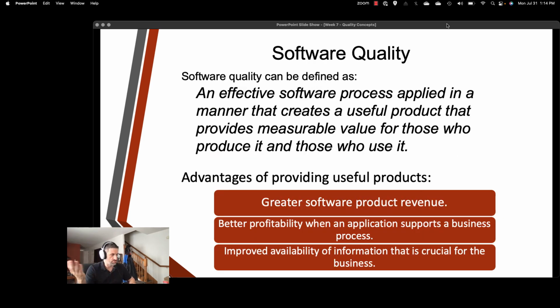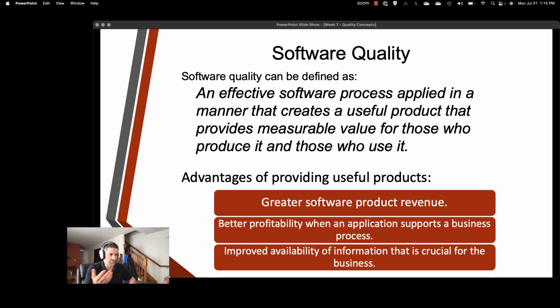So here's a formal definition: an effective software process applied in a manner that creates a useful product that provides measurable value for those who produce it and those who use it, which I think pretty much covers everything.